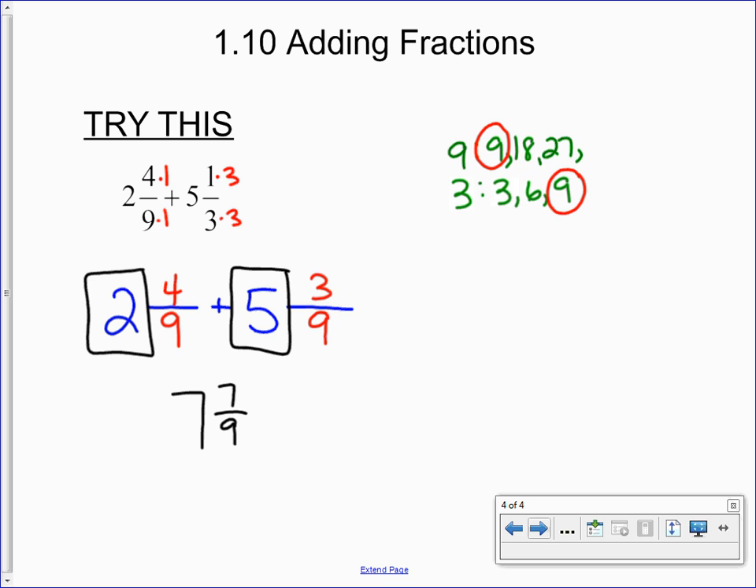Now in this case, 7/9 is not improper. 7/9 is less than a whole, so we don't have to worry about making our mixed number into a more proper fraction. This is our final answer.